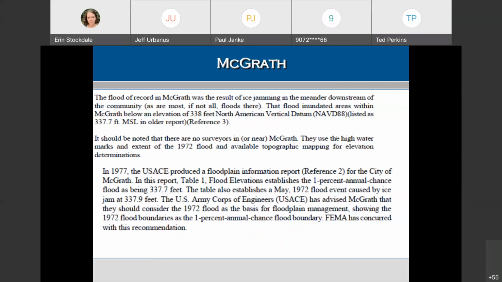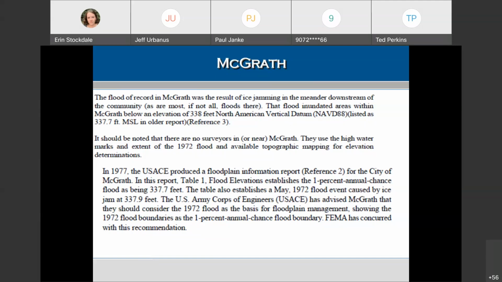So, as an example of a place where we just don't have the data. Sometimes there just isn't a gauge, or the flooding doesn't happen in a consistent place, or where the gauge is, it's hard to project to the location you're at. Or it's just an area that doesn't see ice jam flooding a lot, but when it does, it's something significant. So for McGrath, this is from the flood insurance study. The flood of record in McGrath was the result of ice jamming in the meander downstream of the community.